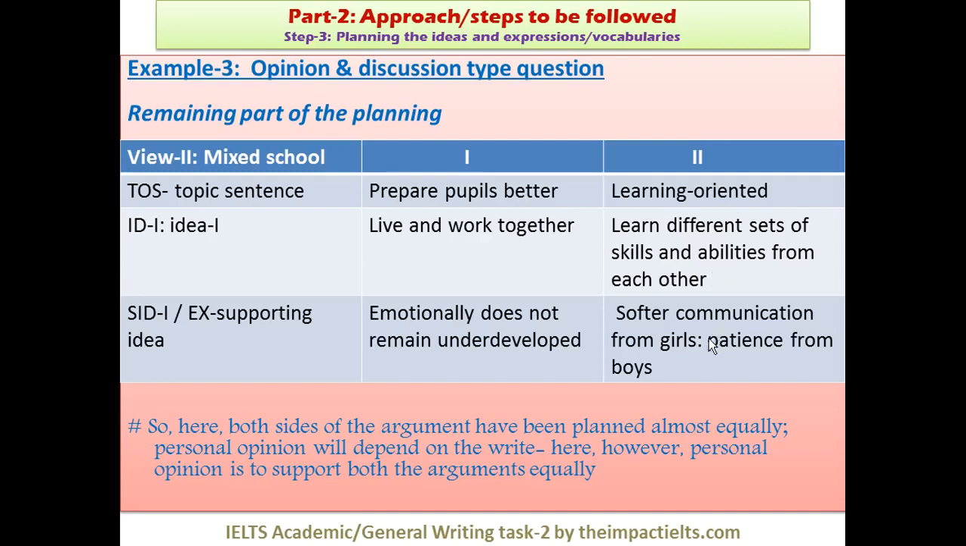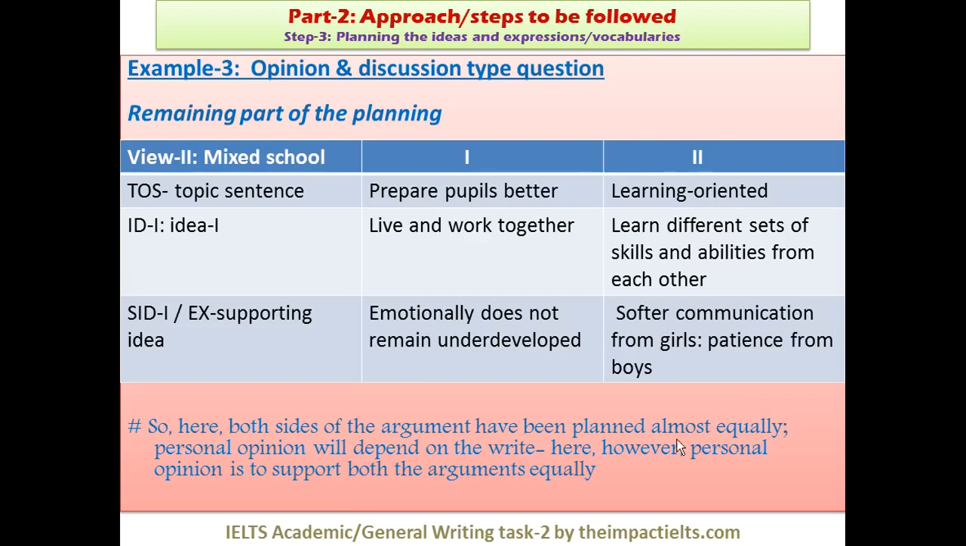So what happened as a result? Softer communication from girls and patience from boys. Again, it will help to bring equilibrium in their life once they grow up and start taking their own responsibility. All right, so that must be clear.